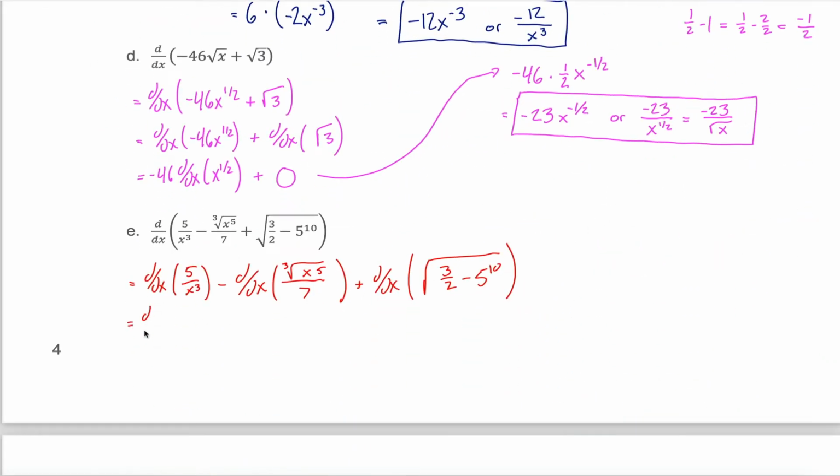This first term is really just asking me the derivative of 5 times x to the negative 3rd power. This second term is really just asking me for the derivative of 1/7 times, instead of dividing by 7, x raised up to the 5/3 power, instead of the cubed root of x to the 5th. This 3 kind of goes here, and this 5 kind of goes here. And then this last one, you're like, oh, how are you going to rewrite that algebraically? I'm not going to bother. I'm going to leave it exactly how it looks.